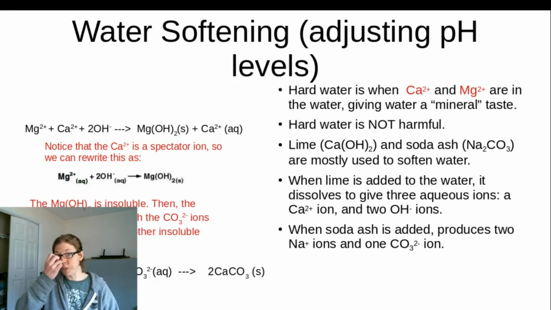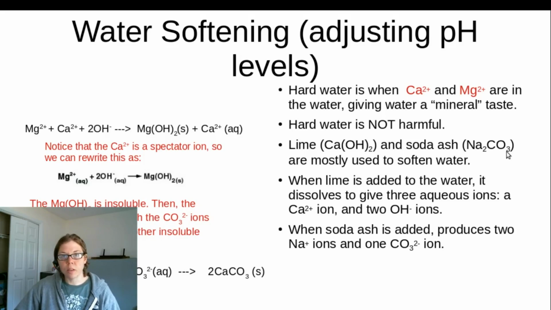So earlier I mentioned water hardness. That's when calcium and magnesium are found in the water. Water softening is when you actually remove those ions. I want to mention that hard water is not harmful. It just generally doesn't taste good. It can tend to cause calcium buildup around the edges of things like drains in your sink and in your shower. You just don't want it in your everyday water.